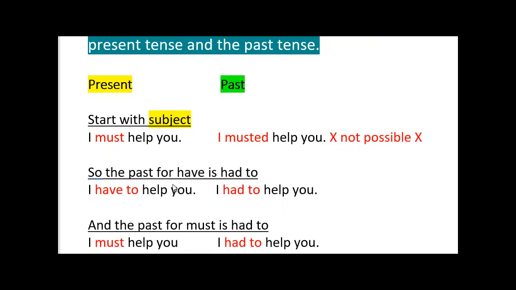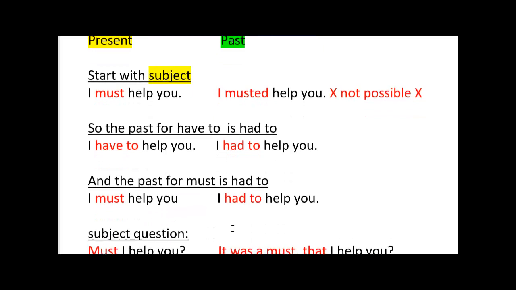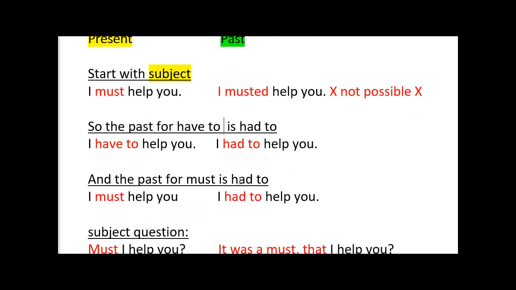So the past for have to is had to, and the past for must is also had to. So we're using had to for have to in the past, and also had to for must in the past. So I have to help you, I had to help you. And I must help you, I had to help you. Still the same. Both are the same for the past, but different in the present. Okay, you got that? And we're starting with the subject.